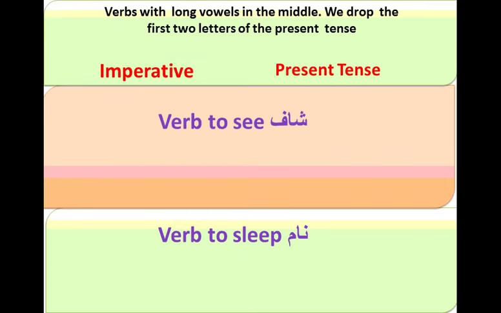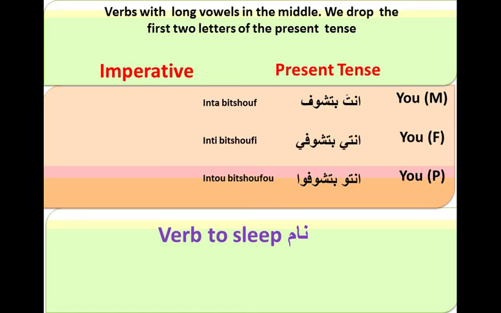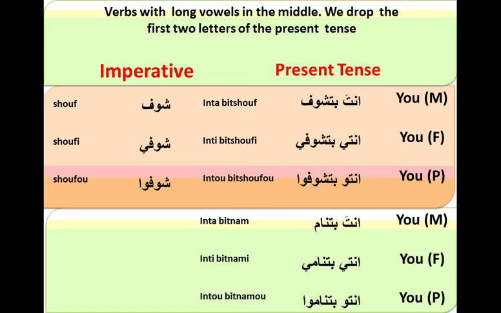Verbs with long vowels in the middle, we drop the first two letters of the present tense. We have example شاف and نام. انت بتشوف انت بتشوفي انتو بتشوفوا. شوف شوفي شوفوا. انت بتنام انت بتنامي انتو بتناموا. نام نامي ناموا.